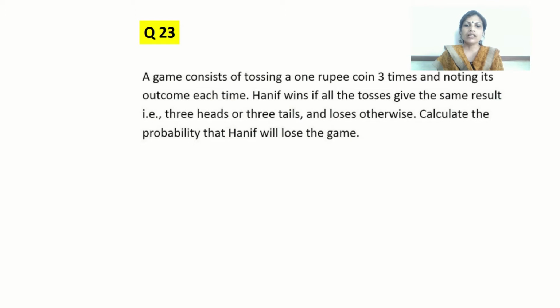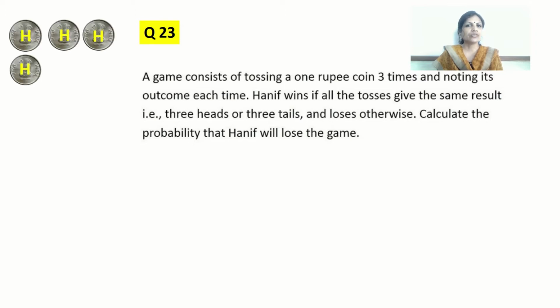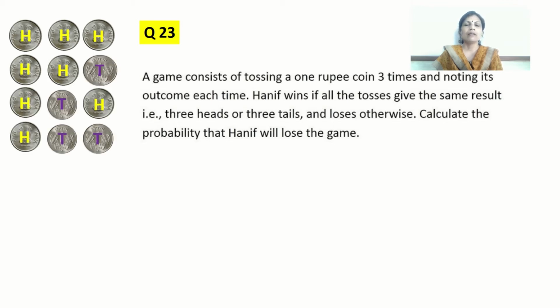Now see what is given here. 1 rupee coin is tossed 3 times. Keep one thing in mind. A coin tossed for 3 times or 3 coins tossed together is one and the same. So when the coin is tossed for 3 times, what are the possible outcomes? Let's observe that. So when we toss 3 coins together, we get set of outcomes in this manner. Please observe this on the screen.